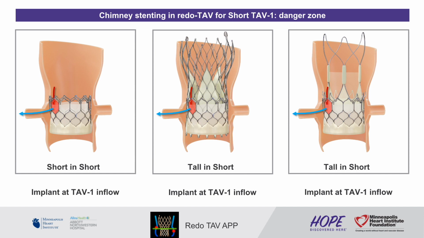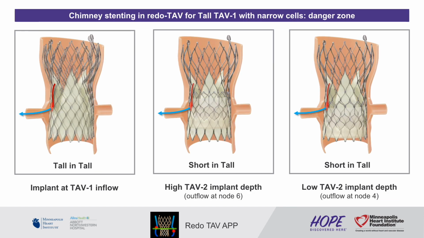Different TAV-in-TAV combinations create different danger zones. In case of short TAV1, the danger zone is fixed and determined by TAV1 frame. On the other hand, with tall TAV1, the danger zone is determined by TAV2 design and might change according to TAV2 implant depth in short in tall combinations.